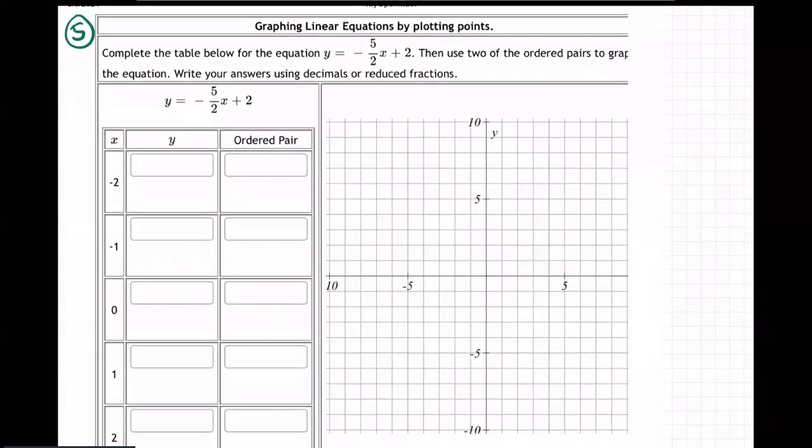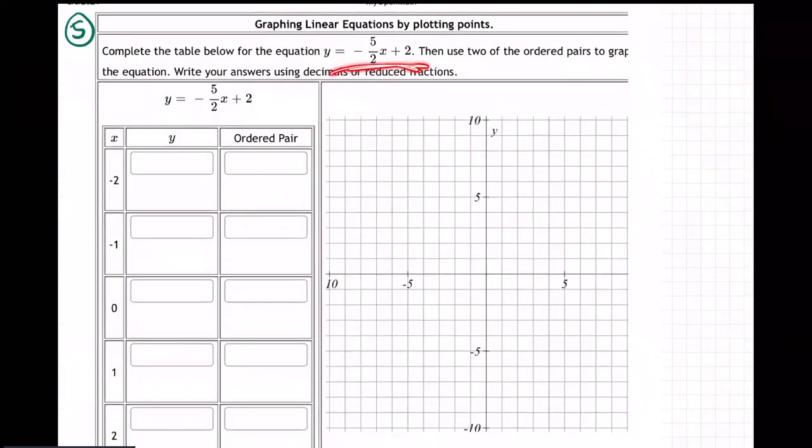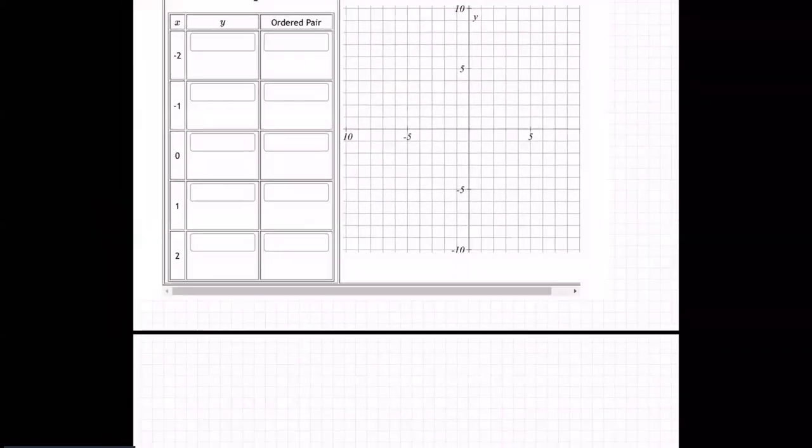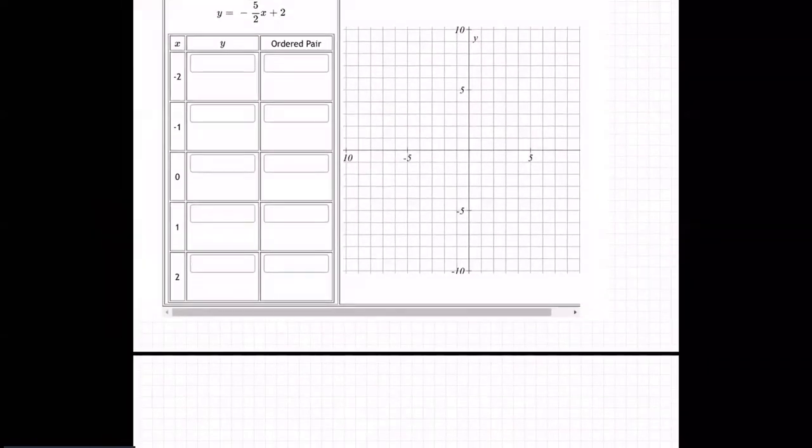Okay, so in this one, they're giving us this equation. And they want us to find, looks like 5 points, write the ordered points, and then graph. So each time we're going to be plugging in the x value for x into the equation. Okay, so take them one at a time. Start with this one. X is -2, so I'll write it right here.